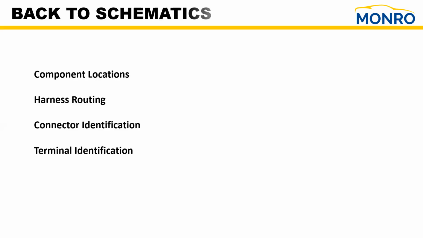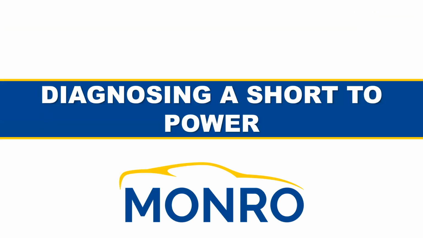So let's go back to the schematics. Remember, we talked about component locations, looking up the harness routing, as well as connector identification and terminal identification. We're not going to do that again today. So let's get right into it. Let's talk about how we could diagnose a short to power. But first, let's take a look at a complaint that a guest might have.